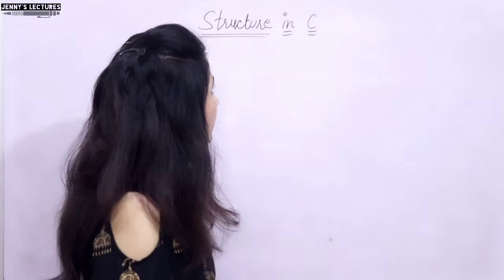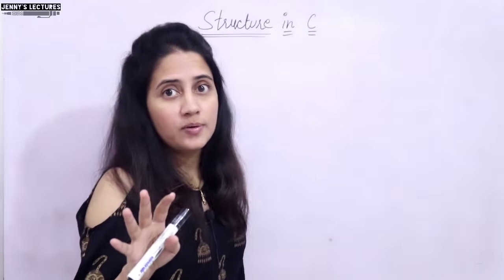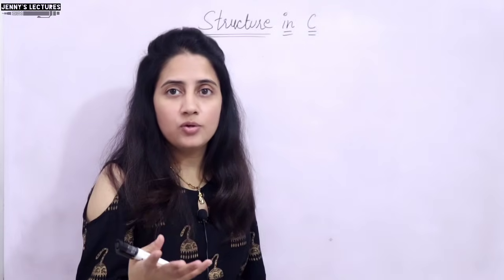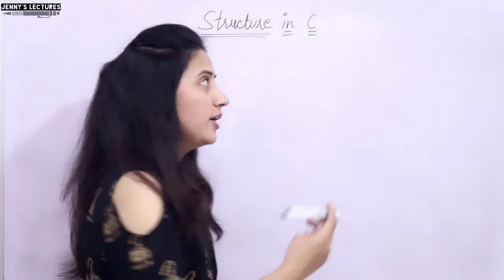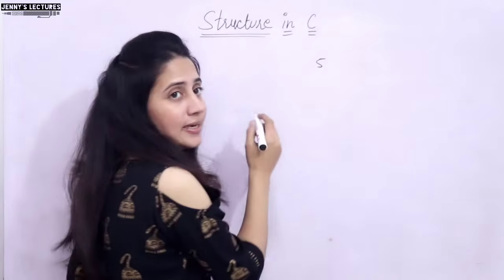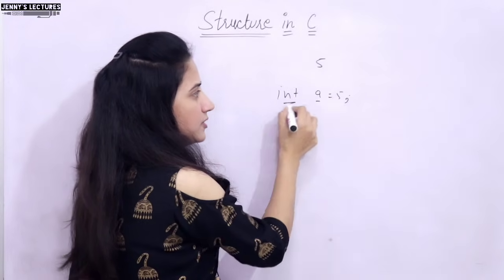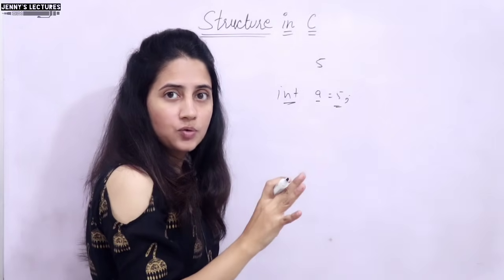So now let's discuss what is structure in C and why we need structure. See, first of all, why do we need a variable? If you want to store a value in computer memory, then we need a variable. Like I want to store an integer value, that is 5. So how will you store it? We will declare a variable of int type: int a is equal to 5. This is the variable name, this is the data type, and this is how we can store a value, right?